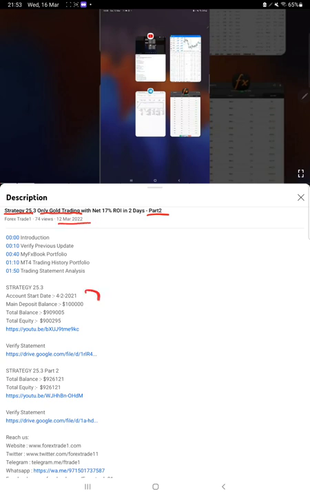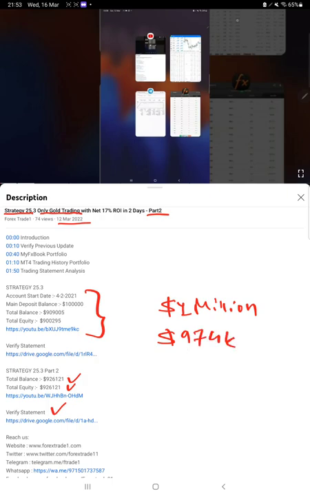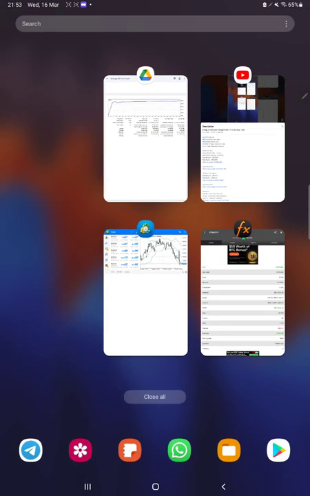As you know, in the YouTube description you can get the strategy details, profit update, and trading account statement to verify all the details. And as you know, our target is to reach 1 million on this account, and God willing we have already crossed around 974k for this strategy. So we'll check step by step.